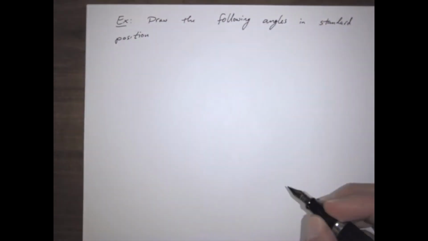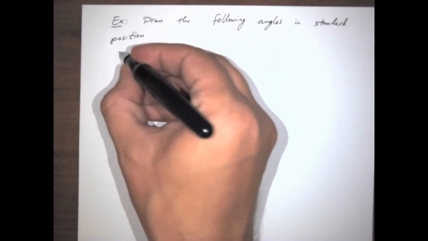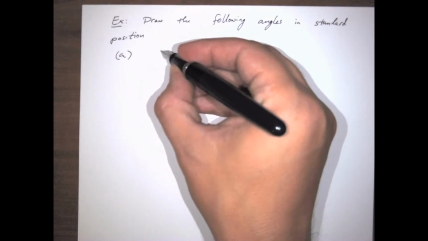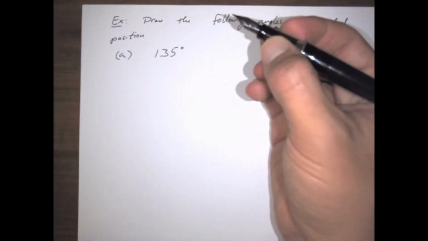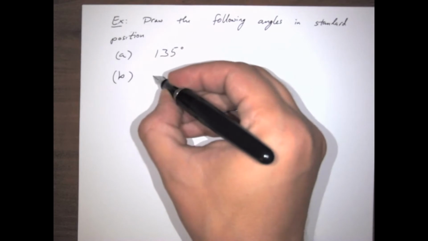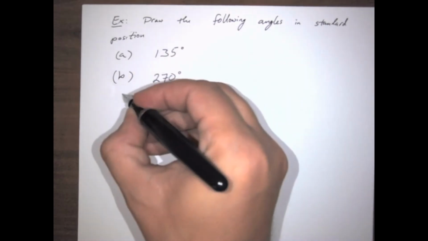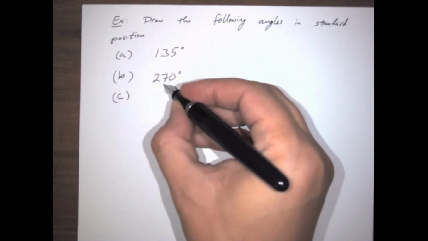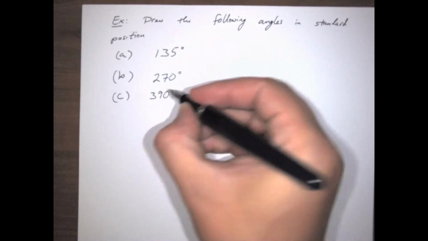Alright, so let's just take this for a test drive here. So first, let's just go with some relatively easy to think about angles. 135 degrees. So I just have to find that on the circle. How about something like 270 degrees? Now, we can get bigger than 360 if we want. We could go, for example, 390 degrees.